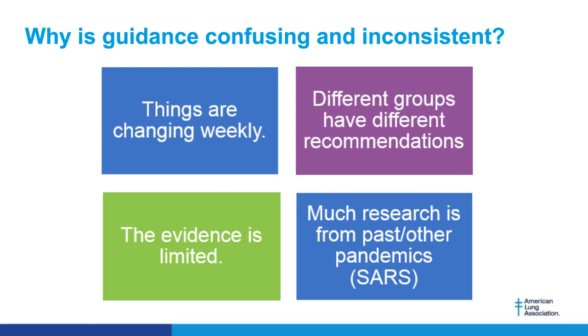We're getting a lot of confusing guidance from all different parts. The reason is we've never done spirometry during a pandemic before. Things are changing very quickly. What PPE we can use depends on our availability. Even our governing bodies, like the American Thoracic Society and the European Respiratory Society, have inconsistent and different guidelines.